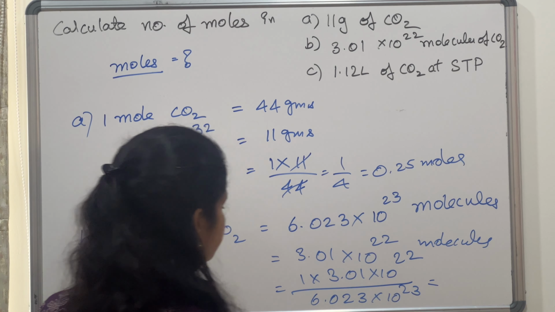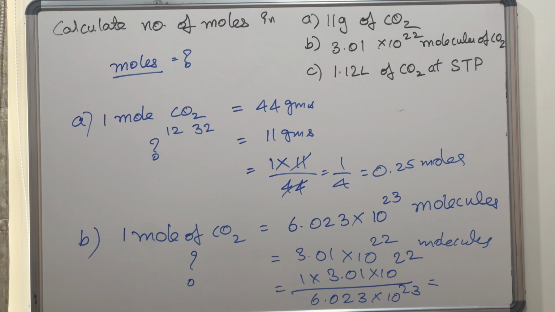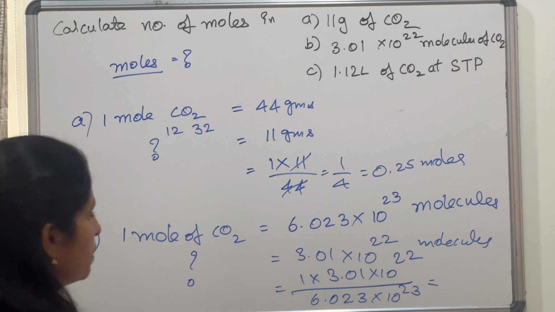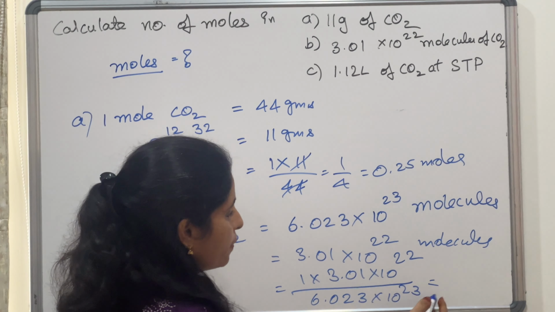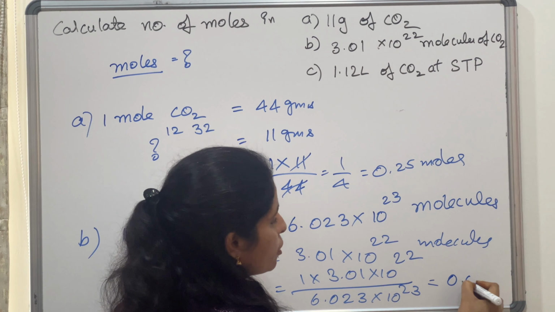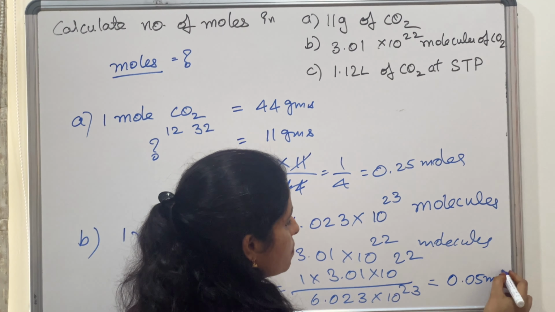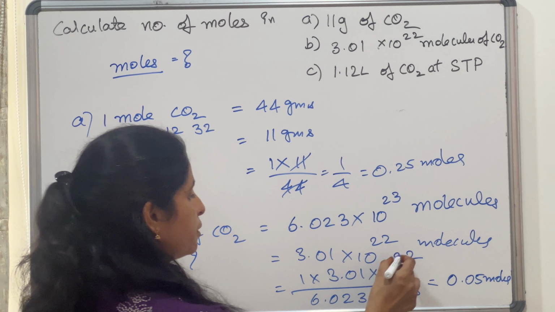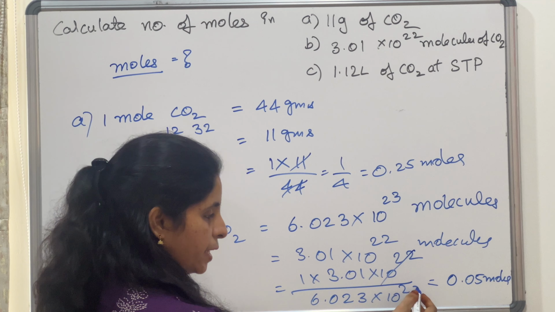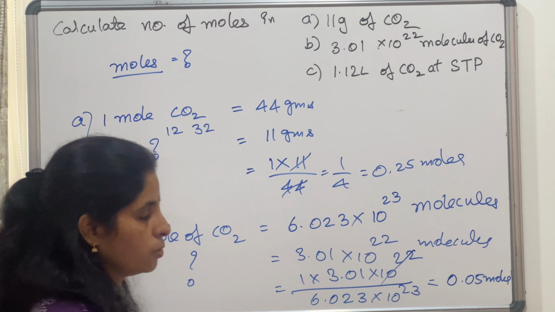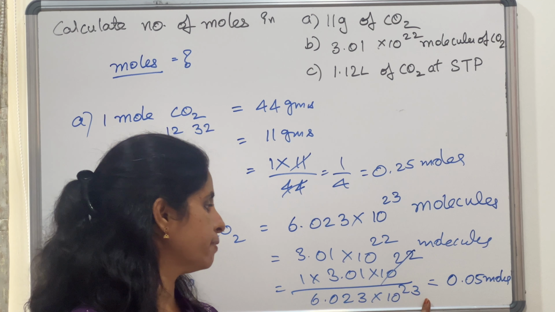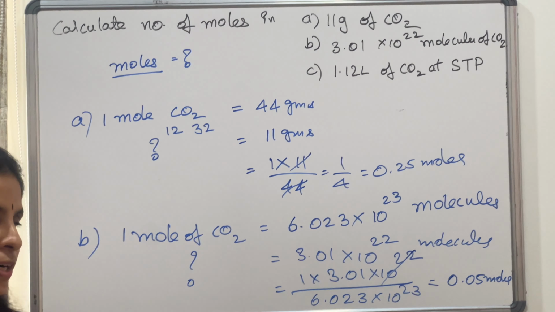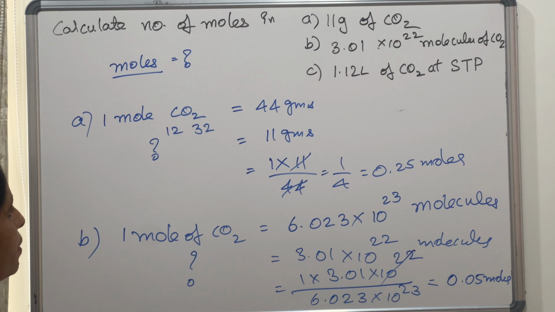Here it is 3.01 by 6.02, which is 1 by 2. So here 22, 23, no? So it will be 0.05 moles. 1 by 2, and this 10 power 22 and 10 power 23, the powers will be cancelled, and you know, 1 by 10 will be left. So this will become 0.05. Okay.